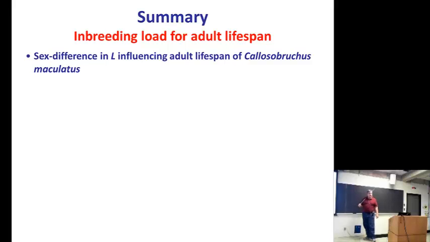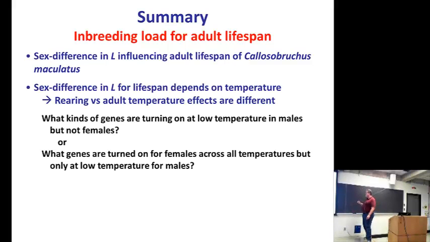Well, I'll wrap up here. I'm out of time. So we know there's a big sex difference in the genetic load affecting adult lifespan of our beetles. This sex difference in the genetic load for lifespan depends on temperature. There's a large rearing temperature effect, but we don't seem to see any adult temperature effect. What they're living their lives out at as adults doesn't matter, but the rearing environment they experience has a large effect. So what kinds of genes are turning on at low temperature in males, but not in females? Or what genes are turned on for females across all temperatures, but only at low temperatures for males? Those are the kinds of questions we need to address.